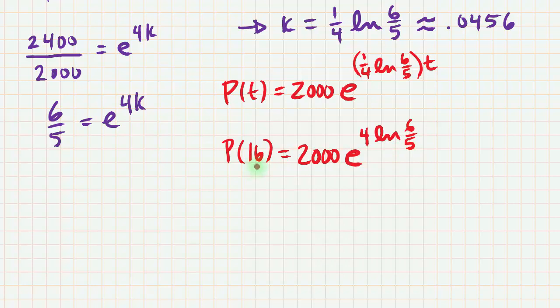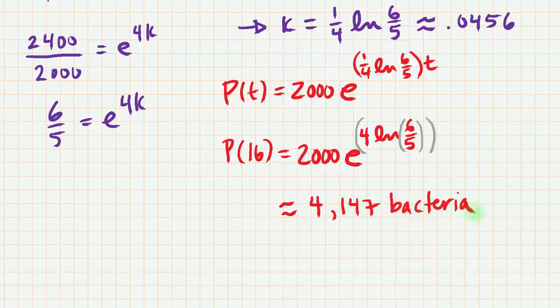And if we type this into our calculator very carefully, remember that the inside of this log will have to be wrapped in parentheses, and remember that this whole exponent will have to be wrapped in parentheses so that you don't get some sort of crazy error. And if you type that into your calculator and we round to the nearest bacteria, you should end up with 4,147 bacteria. Boom.